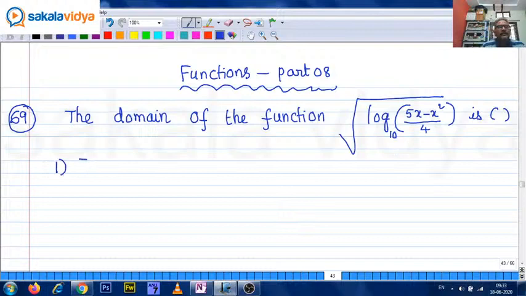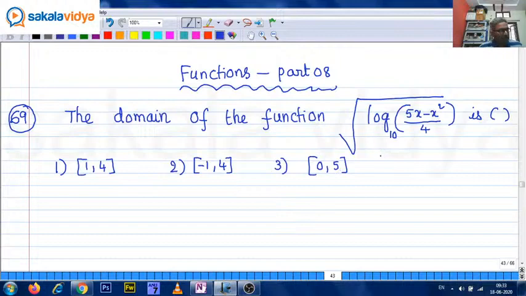First option is closed 1 comma 4. Second option closed minus 1 comma 4. Third option 0 comma 5. Fourth option minus 1 comma 5. Okay, the domain of the function root over log of (5x minus x square) upon 4 to the base 10 is.